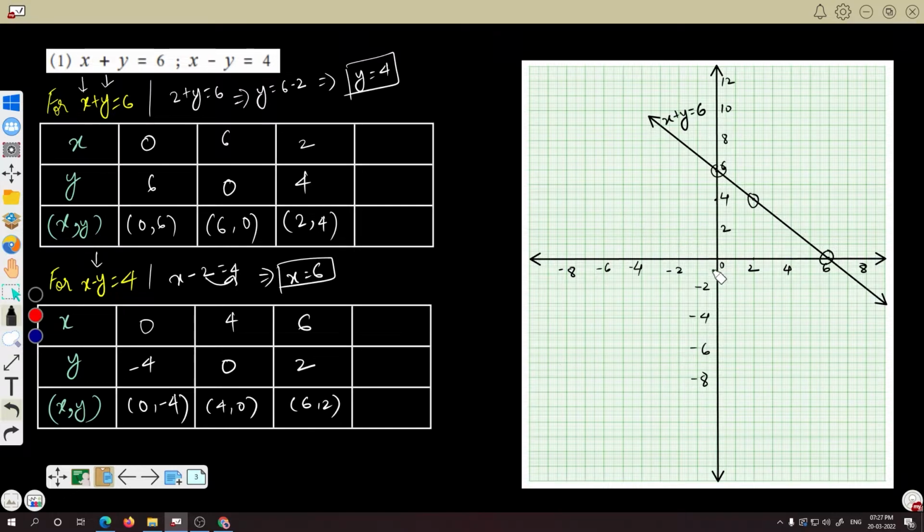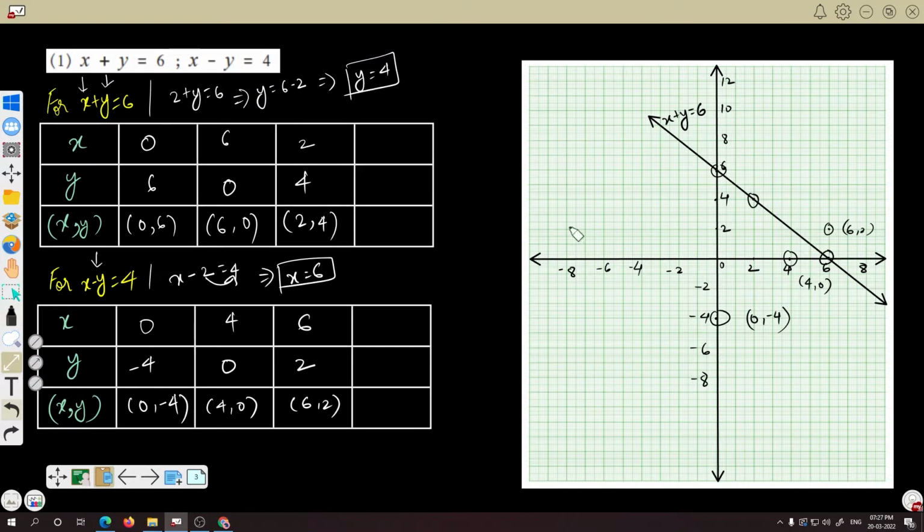The first coordinate is 0 comma minus 4. So exactly at this position, this is 0 comma minus 4. The second point is 4 comma 0. So x coordinate is 4. Exactly at this position, this is 4 comma 0. And the third point is 6 comma 2. So x coordinate is 6 and y coordinate is 2. So exactly at this position, this is 6 comma 2.